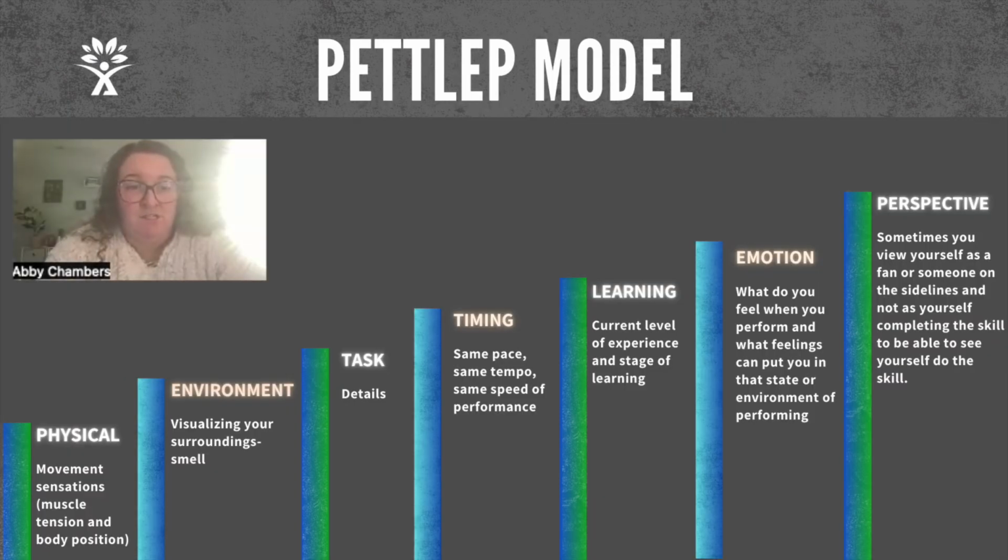The PETTLEP model consists of seven things: physical, environment, task, timing, learning, emotion, and perspective. These all fit into what imagery is. For physical, you have movement sensations, so what your body's doing, your muscle tensions, how you physically are feeling. Environment is going back to the five senses, visualizing your surroundings, your smells, what you see, what you hear. The task is the detail of what you're doing.